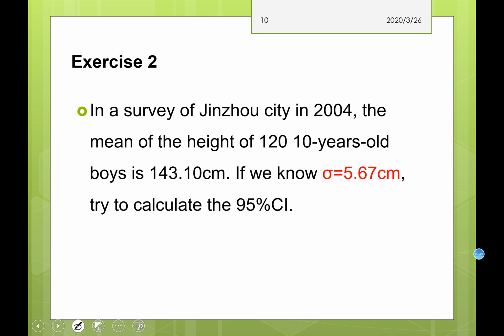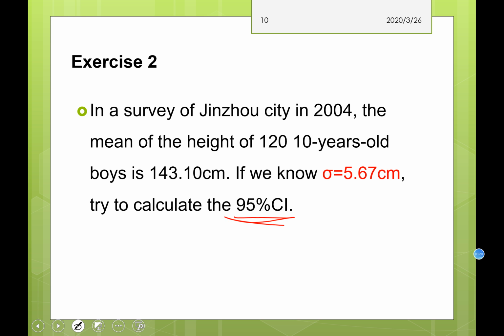In a survey of Jinzhou City in 2004, the mean of the height of 10-year-old boys is 147.10 centimeters. If we know sigma is 5.67 centimeters, try to calculate the 95% confidence interval. So here, it's still a question about confidence interval, and it's still the same probability, 95%.